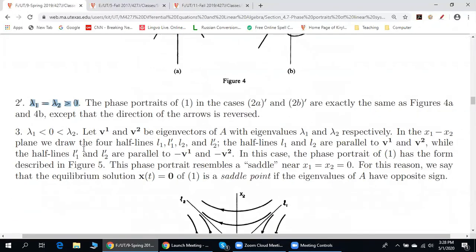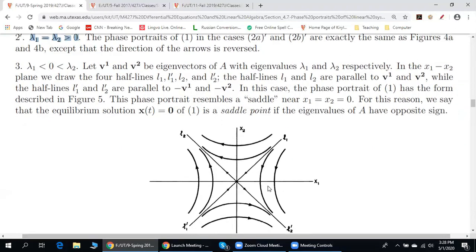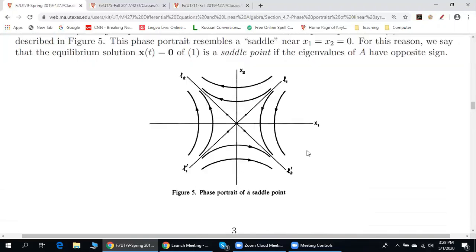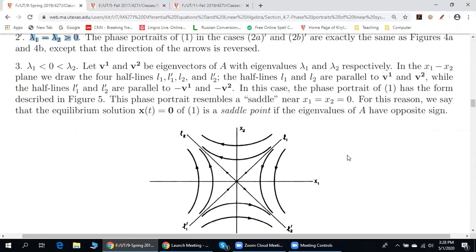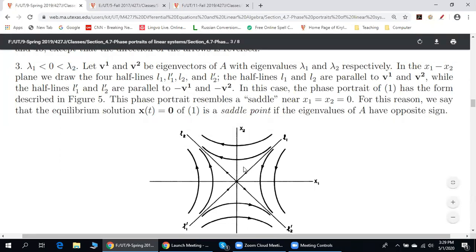Case 3. Both eigenvalues are real, but one is less than 0, the other is greater than 0. In this case, we have this picture where L1 and L1 prime are parallel to any eigenvector corresponding to lambda 1. L2 and L2 prime are parallel to any eigenvector corresponding to lambda 2. The arrows on L1 and L1 prime point towards the origin. On L2 and L2 prime, away from the origin.